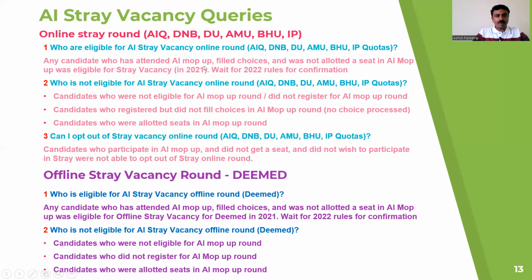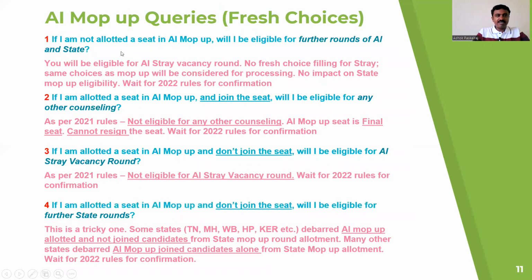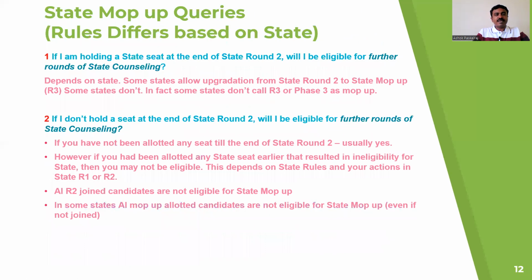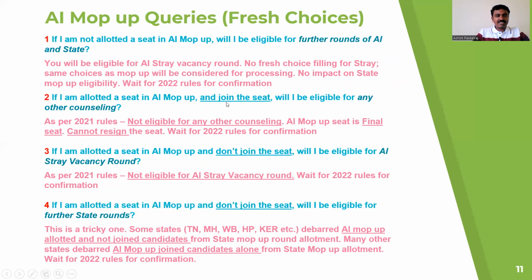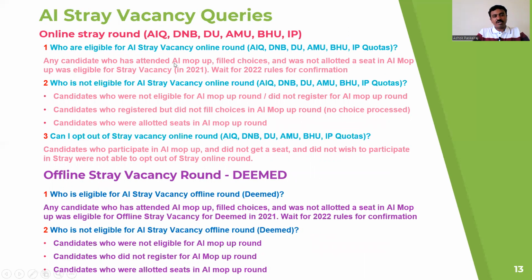Any candidate who has attended mop-up. So you should have attended all India mop-up and filled in choices, and were not allotted a seat. If you are allotted a seat and you join or don't join, you are not eligible for all India stray vacancy. So if you attended all India mop-up, filled choices, and were not allotted in all India mop-up, these candidates are eligible for stray vacancy. The catch here is to fill choices too.